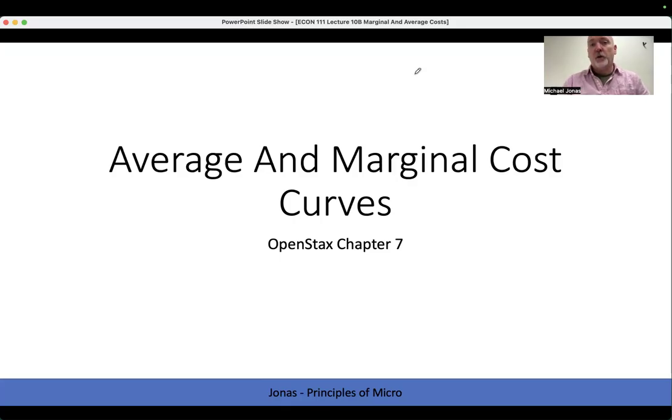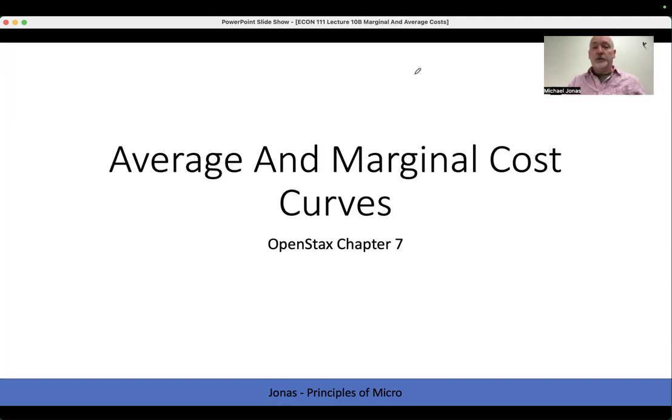All right, we're going to continue our discussion of the production and cost structure of a typical firm. This is coming from chapter 7 in the OpenStax Intro Microeconomics textbook. Where we left off, we had discussed the typical shape and intuition behind the production function in the short run, the marginal product of labor, and the inflection point that occurs when diminishing returns begins, when that extra worker adds less and less additional output due to fixed capital in the short run.